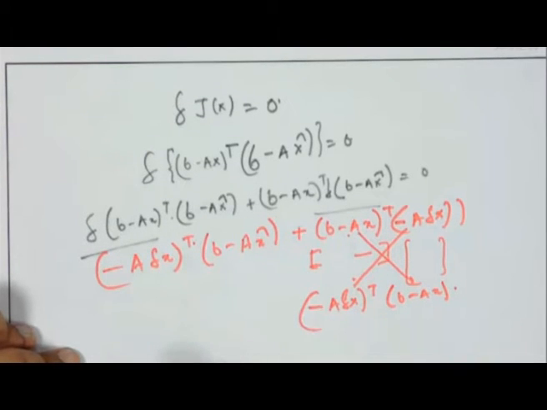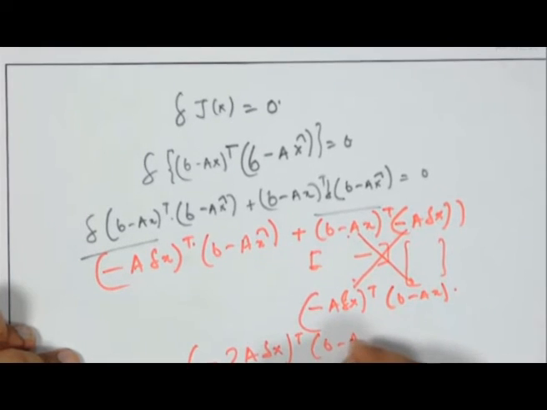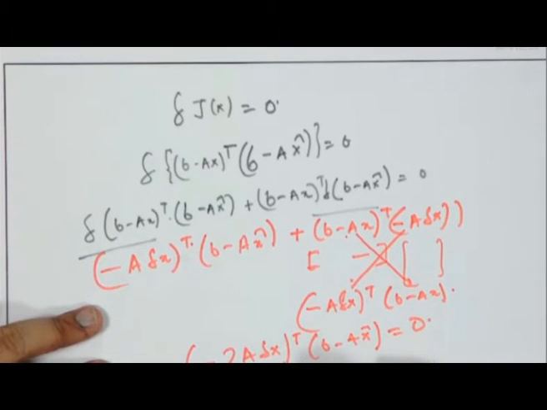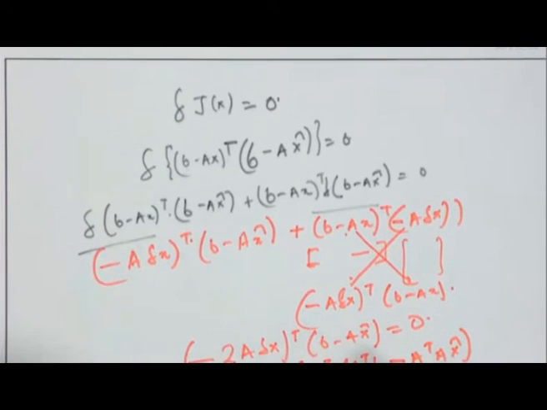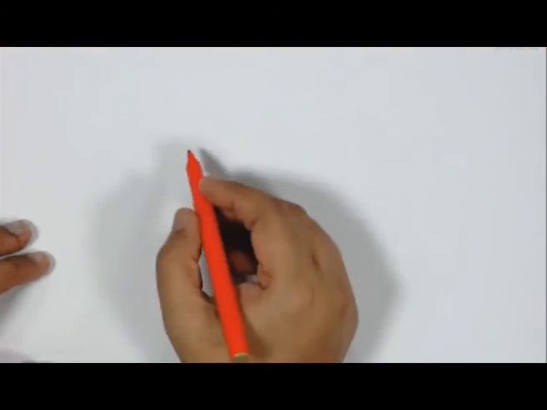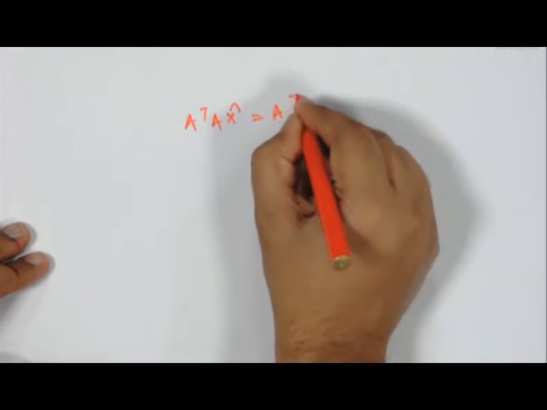For ours it becomes very simple, the next line you see: 2A^T Δx_t (b − x) is equal to 0. And then what happens if I just take A^T A x̄ minus A^T b? If you do it, it comes like that. Okay, so if this is 0, then what happens? A^T A x̄ is equal to A^T b.